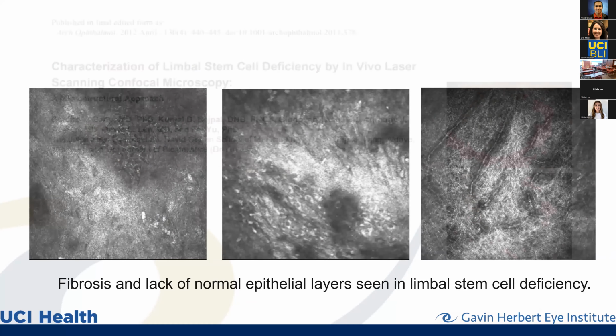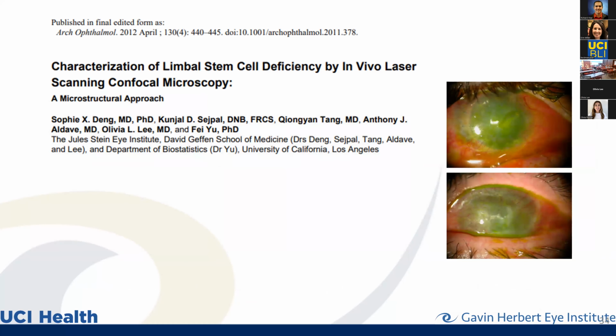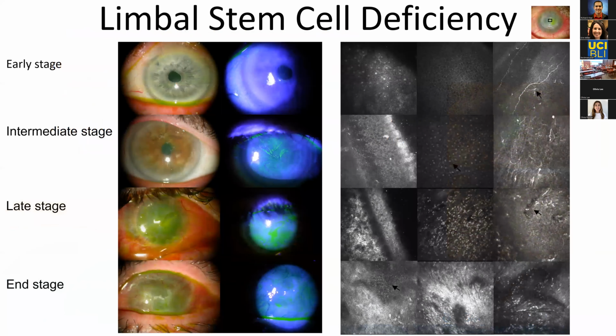So my introduction to confocal microscopy began when I was a fellow at UCLA. I was working with Sophie Dang, who is a pioneer in limbal stem cell deficiency. So we collected images using confocal microscopy of patients, all kinds of patients with different types of diseases that ended up causing limbal stem cell deficiency. And we categorized them by disease severity. And my job at the time, I was a fellow, I just sat there for hours and hours and hours and counted these cells, counted the nerves, counted the branching of the nerves. It was very tedious work.